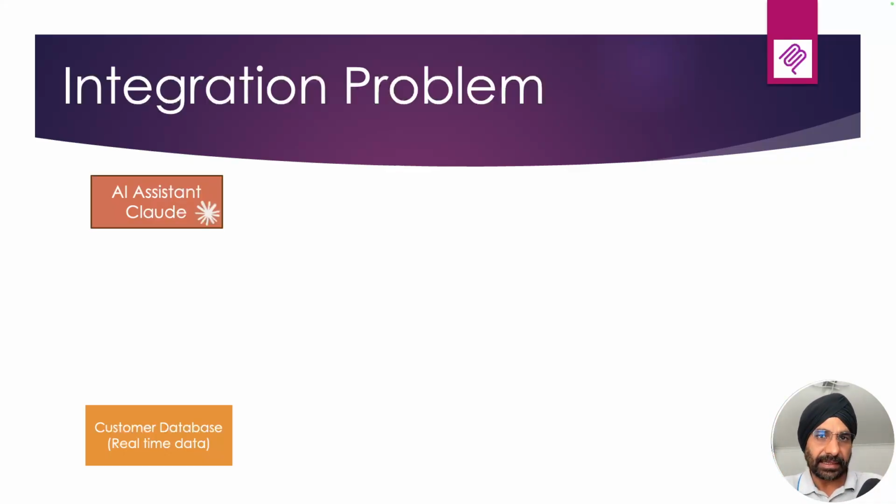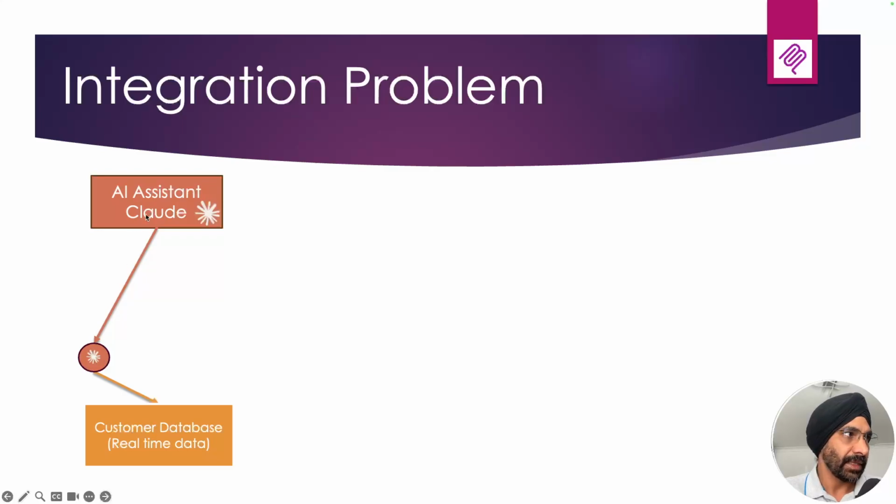So let's take this example. My AI assistant Claude needs to talk to a customer database, okay? So what do I do? In order to supply this data, I will build some sort of integration over here, okay? Then my AI assistant can talk to this little integration, whatever that integration system is. Then this integration system will be able to talk to the customer database, translate, and give the answer back to my AI assistant, which is Claude in this example.